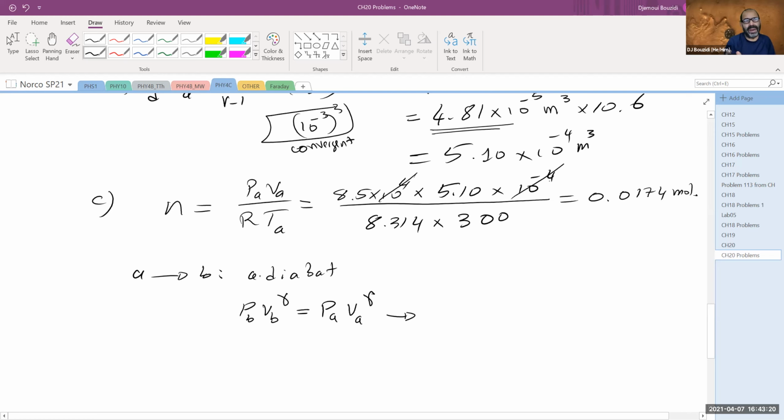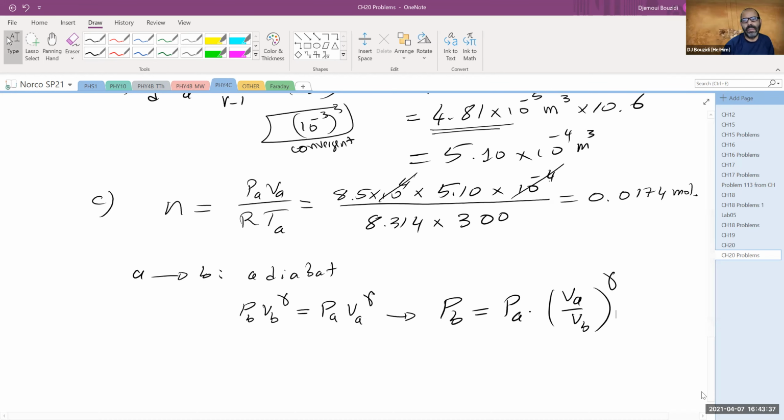So in this case, we have an adiabatic process. That's why we're going to use this relationship. So that means PB, which we're asked to find, if I do this math correctly, is equal to PA times VA over VB to the power gamma. But I know this ratio. This is actually R.